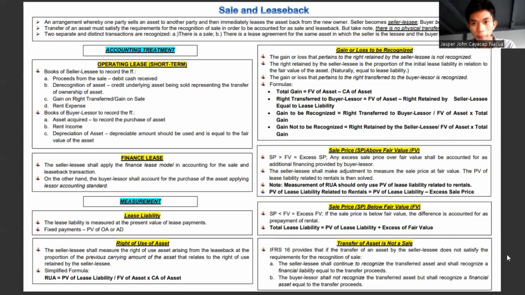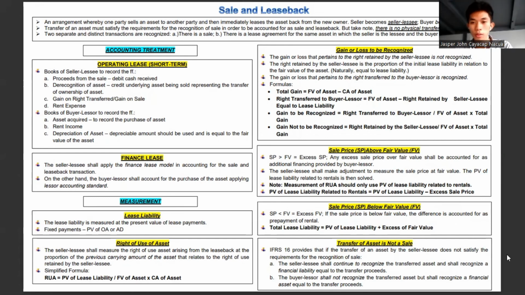For sale price above fair value, any excess of the sale price over the fair value shall be accounted for as additional financing provided by the buyer-lessor. The seller-lessee shall make adjustments to measure the sale proceeds at fair value. The PV of lease liability related to rentals is then solved. Second, the sale price below fair value. If the sale price is below the fair value, the difference is accounted for as a prepayment of rental.